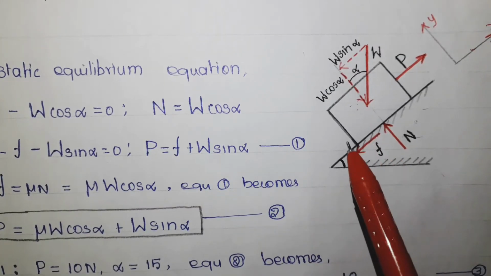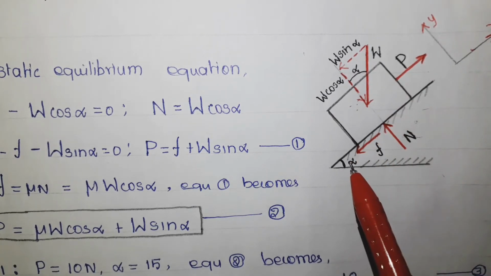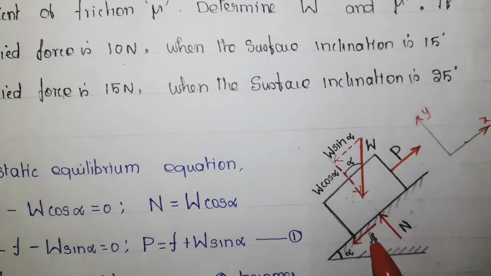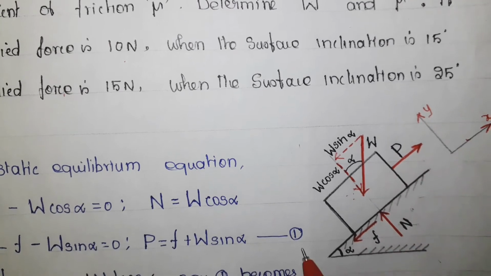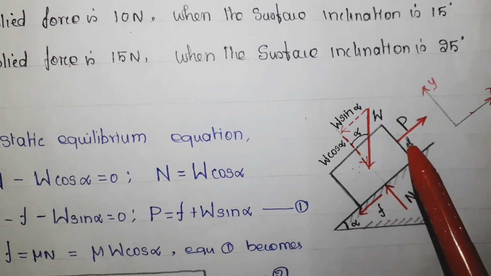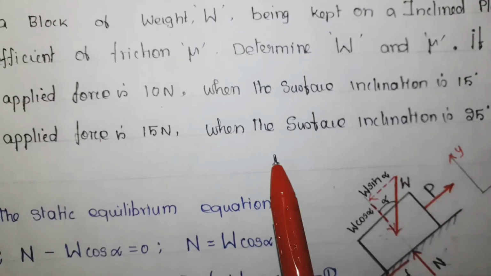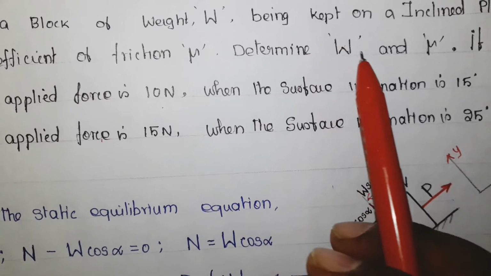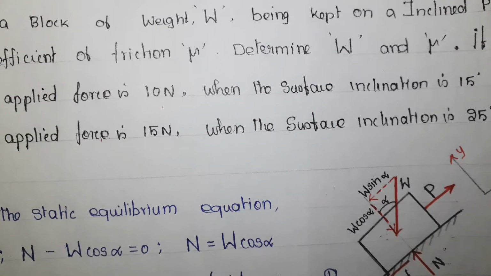So here is the diagram. This is the block W which is being kept on an inclined plane having the angle alpha. Now the first condition is when this alpha is equal to 15 degrees, the corresponding value of this P is equal to 10 Newton. In the second condition, when alpha is equal to 25 degrees, the corresponding value of P is 15 Newton. With this condition, they have asked to find the value of the weight of the block as well as the coefficient of friction. Now let us go to the second step, free body.